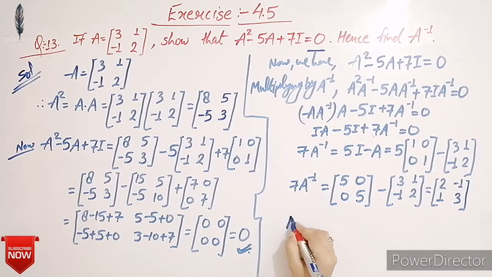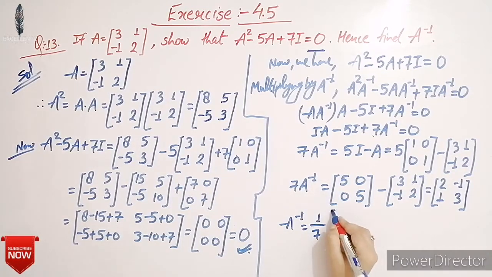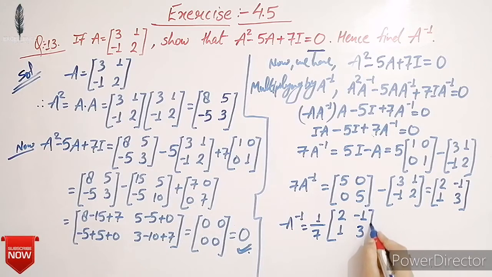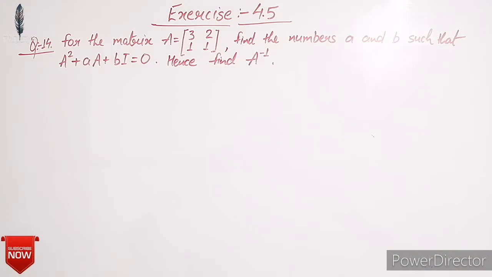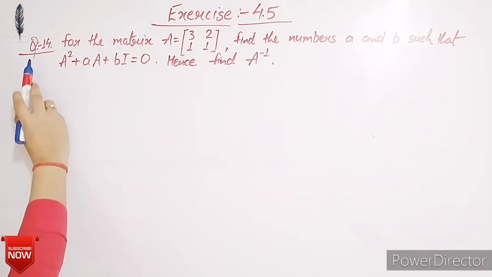So A inverse equals 1/7 of [2, 1; -1, 3], that equals [2/7, 1/7; -1/7, 3/7], which is the required value of A inverse. Now let's see the next question, question number 14.